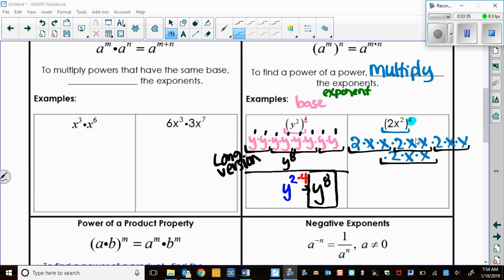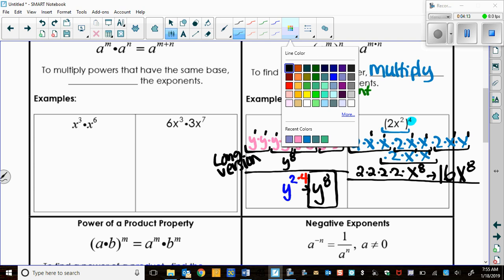Take all your 2's and multiply them together: 2 times 2 times 2 times 2. I'm going to write that down here. And then times x. Remember, all of these x's are actually x to the first power, so if I add them all together, I should get 8. Then you just simplify more. 2 times 2 times 2 times 2 is 16, so we have 16x to the 8th power. So that's the long version. Now let's see what that's going to look like using the rule.